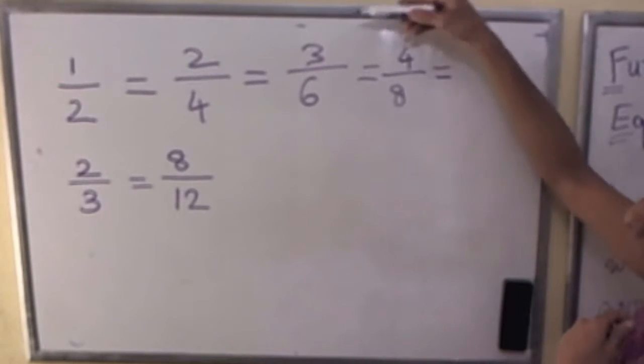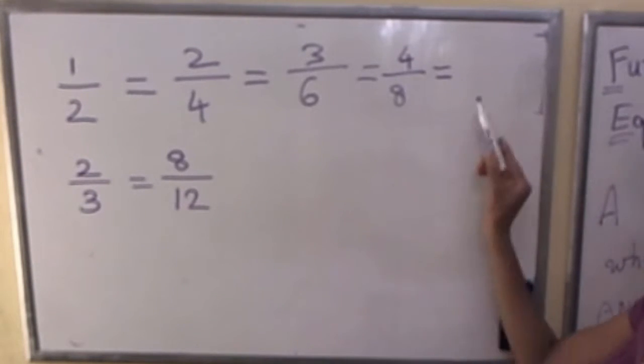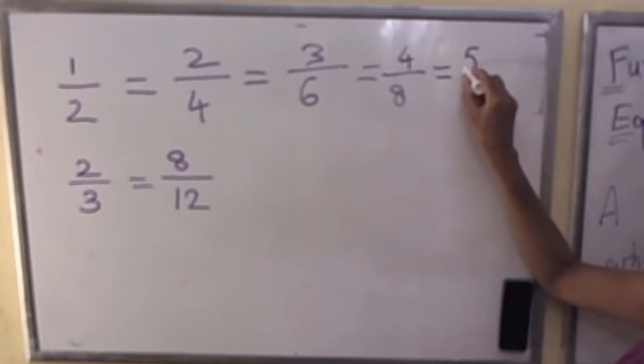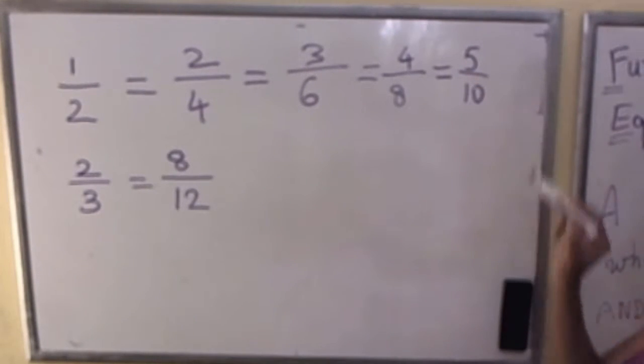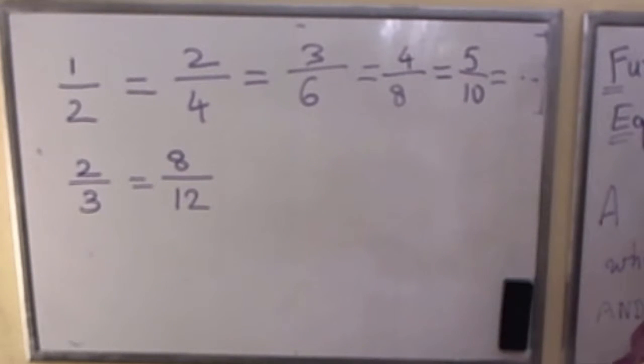So let's see. To get this fraction, we multiplied numerator and denominator by 4. The next one, multiply numerator and denominator by 5. So continue on and so on. And you can keep going like that.